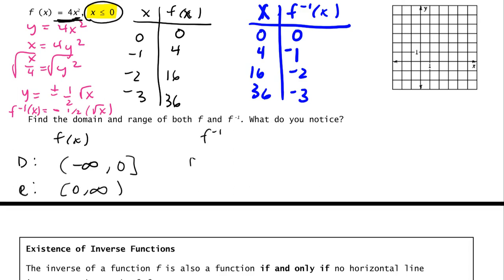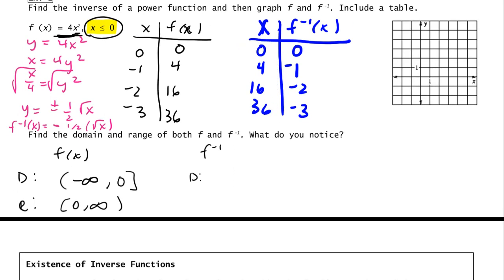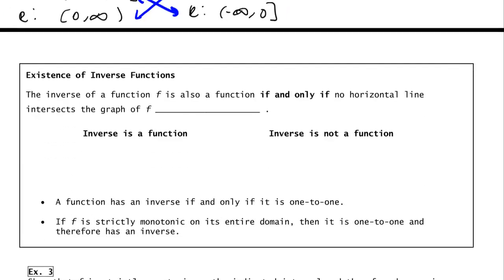Now if I look at the inverse, what's the domain of the inverse? Our inverse function is right here. You can only sub 0 or positives in there. So the domain is 0 or positives. And then the range, look at what we have again. We have a negative in front of it, and this will be 0 or positives. So we're looking at negative answers up to 0. Do you notice this whole switcheroo thing? The domain of the original becomes the range of the inverse, and the range of the original becomes the domain of the inverse.